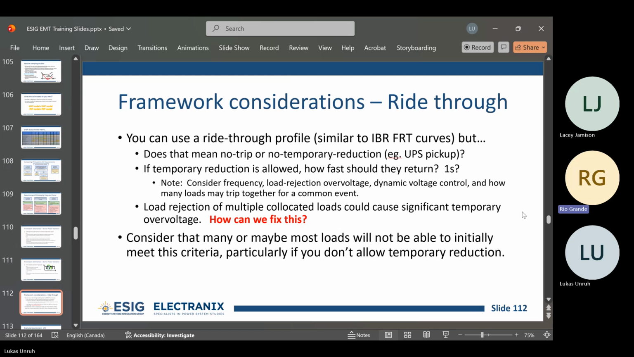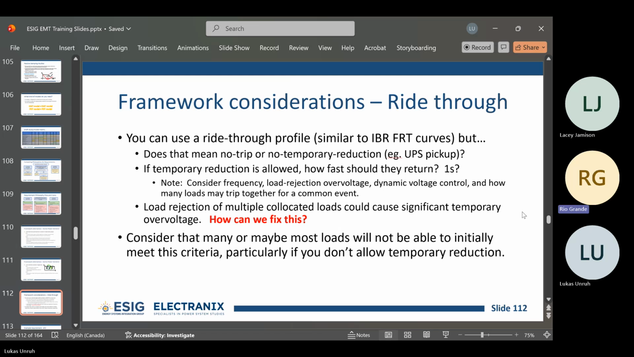And on the ride-through side, how do we come up with criteria there? You can use something similar to the IBR fault ride-through curve. A lot of folks have been using things like PRC-029 curves as a baseline. There are some other details we have to think about there. Does this mean no trip or no temporary reduction? If you are allowing a temporary reduction, how fast do they need to return, and at what sort of ramp rate? And all those things we talked about, load rejection, overvoltage, frequency, etc., may influence that decision.